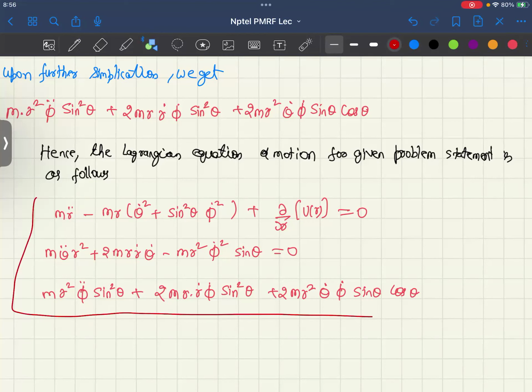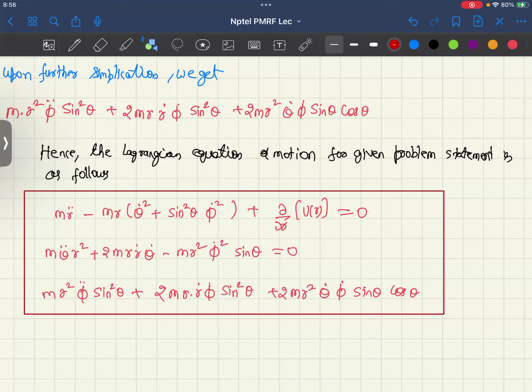So these three are the final equations of motion for the problem statement given with the constraint already provided, right? So with this, we have covered all the essential topics which have been covered till now and which are going to play an important role in the upcoming future.